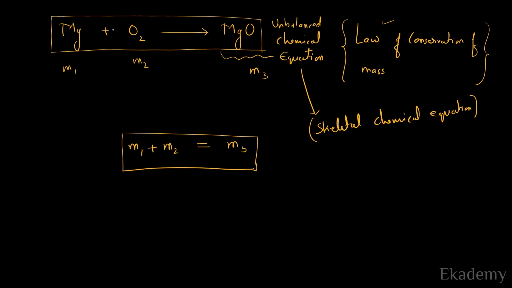Magnesium and oxygen, in this reaction, are reacting and combining to form magnesium oxide. Now, how many atoms of oxygen and magnesium are combining to form how many molecules of magnesium oxide is not given; that information is missing in this chemical equation, and hence it is unbalanced, or just a skeletal chemical equation, and there is a need to balance it, which we are going to see in the next lecture. We will see how to balance a given chemical equation.